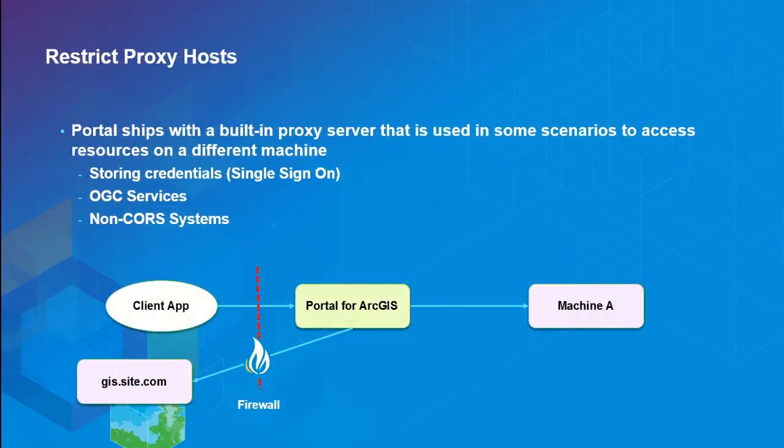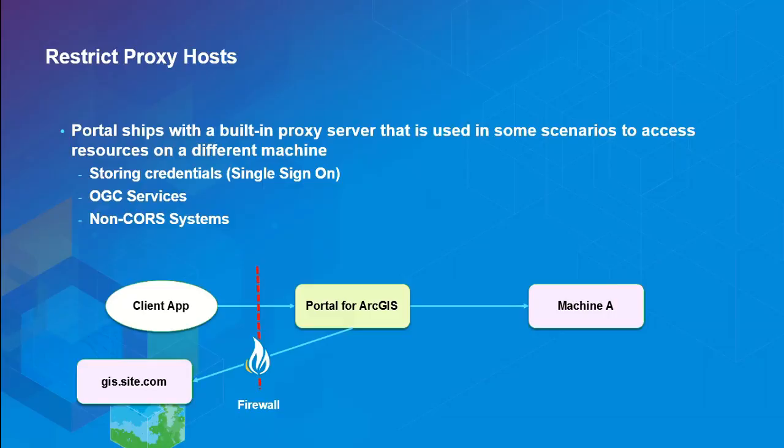A big item that I really want to talk about is the threat of proxies. Portal for ArcGIS comes with a proxy built in, and it is sometimes necessary to utilize this proxy. You likely don't realize it's happening, but it's sometimes necessary to support certain things like storing credentials in an item, or supporting services that don't support CORS. A common one is OGC services. They may support CORS, they may not. The point is, Esri doesn't have control of those things.